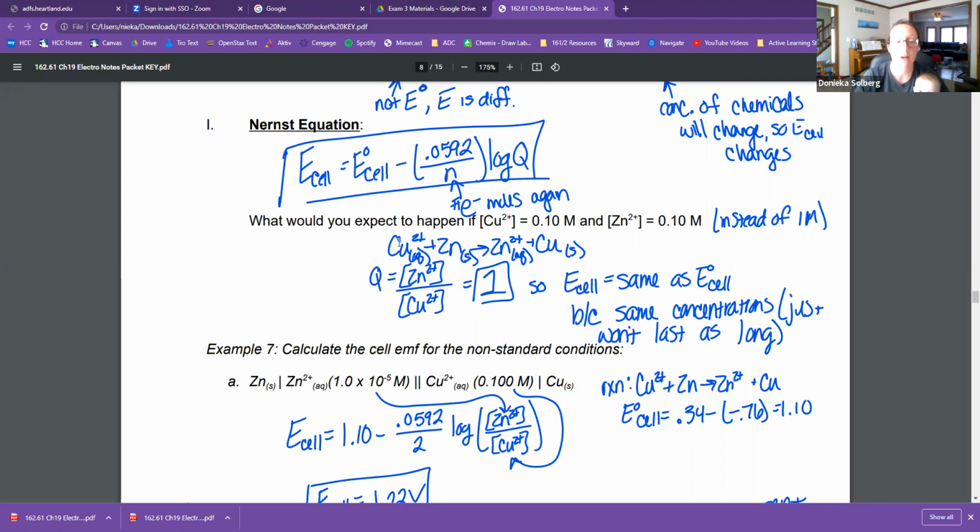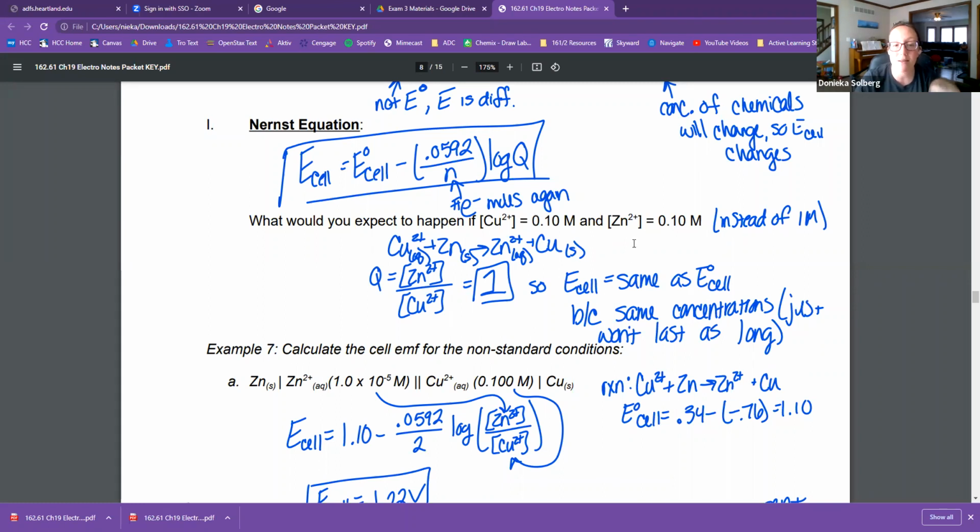If this is the equation, I want you to notice that I wrote aqueous with the ones that are charged, because those are in solution, and solid with the ones that are solid, like the metals, okay? So if I were to write the Q equation or the K equation for this, it would just be zinc 2+ aqueous over copper 2+ aqueous, as I have written here. Why? Because solids are not included in the K equation or the Q equation. So it's just zinc concentration over copper concentration, okay?